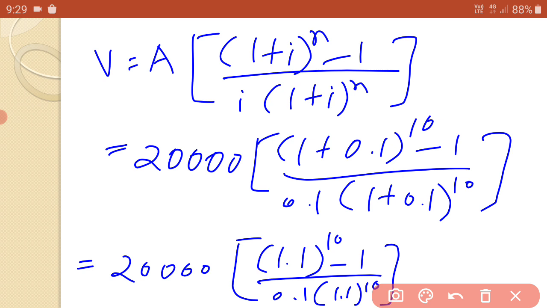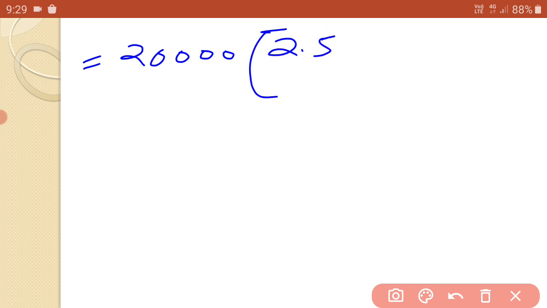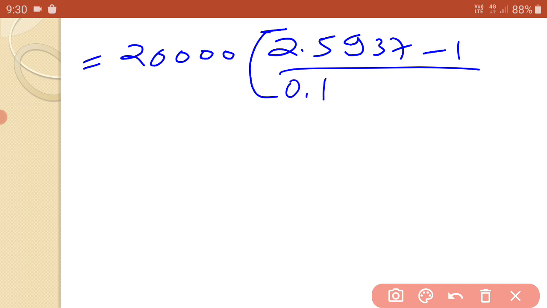Now the next step is 20,000 into the bracket 2.5937 minus 1 upon 0.1 and 2.5937. Solve this amount on the calculator, so you get the final answer.